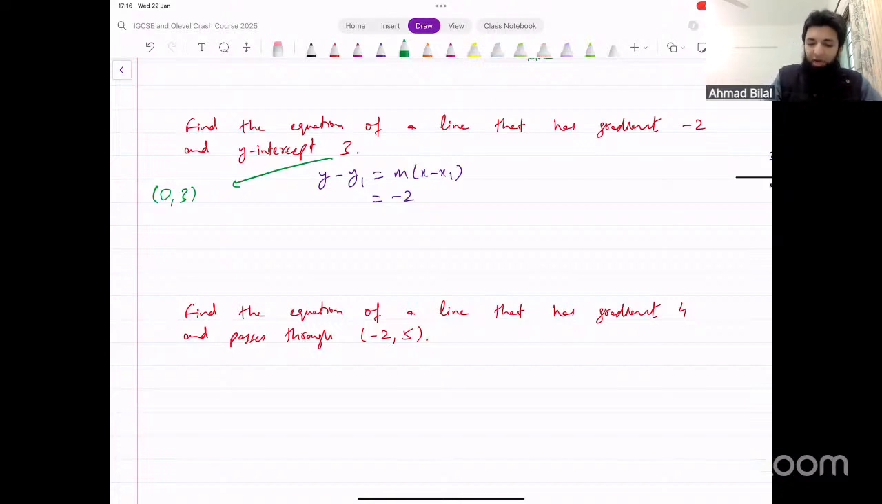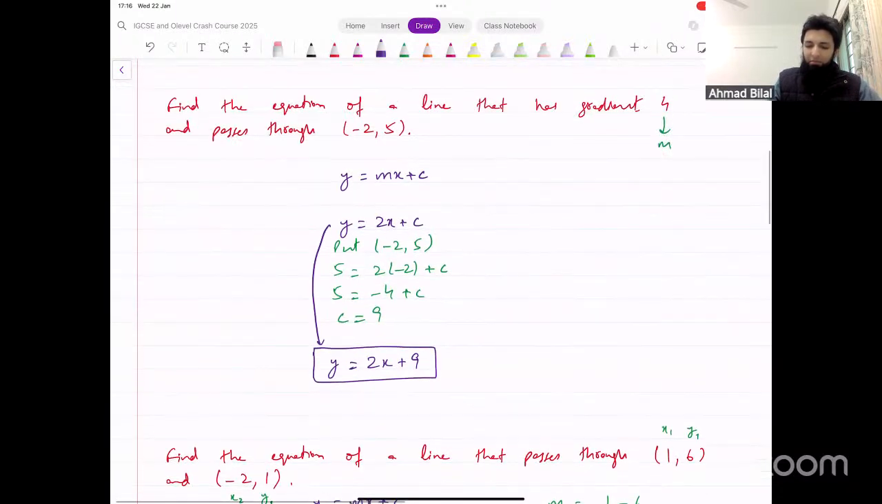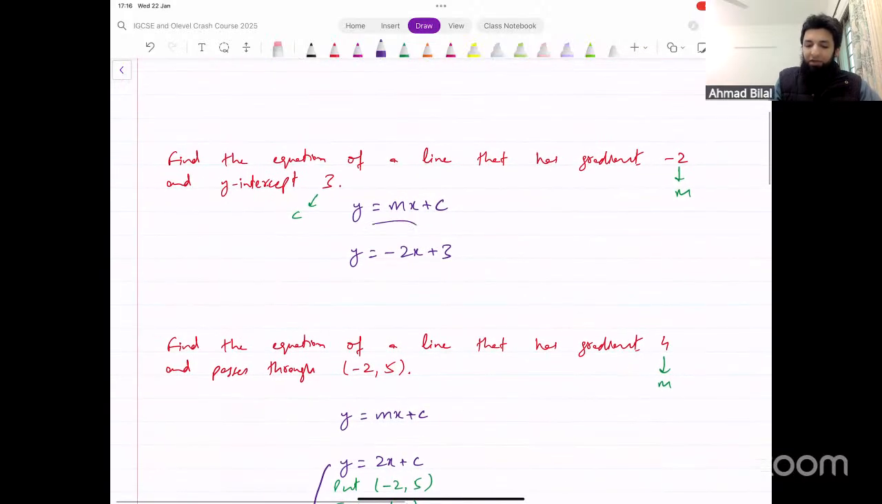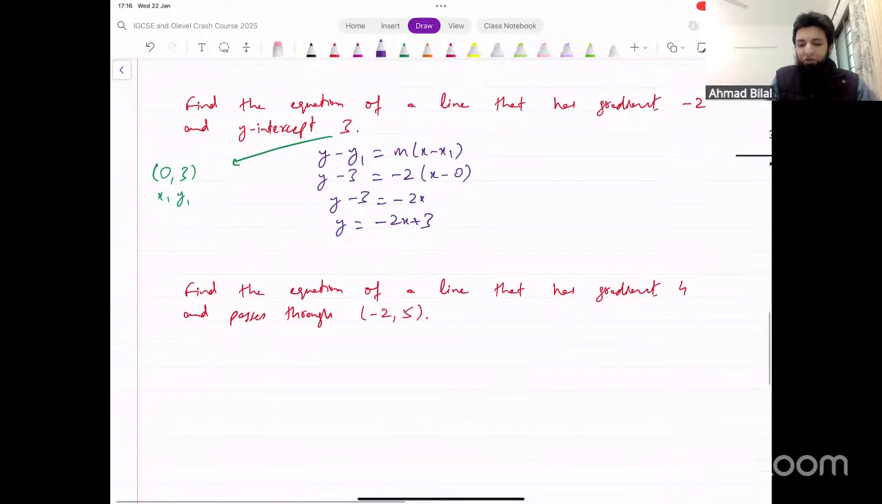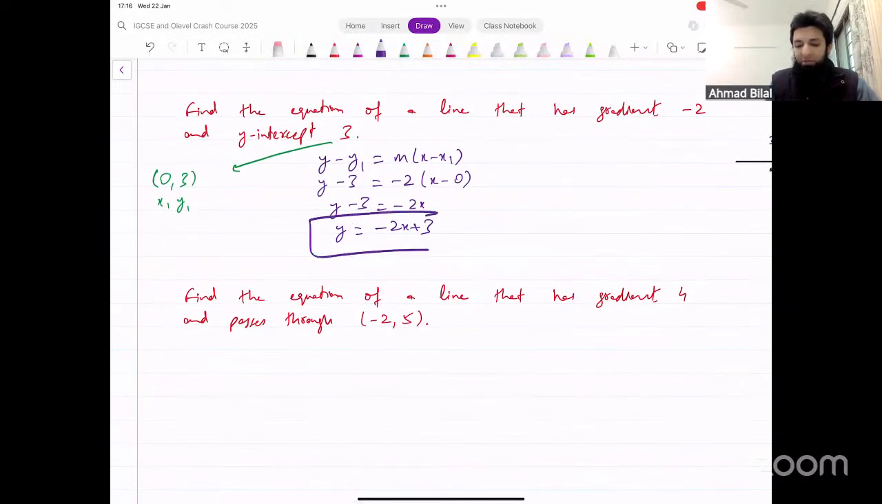We can input that point here in place of x1 and y1, so that it becomes y minus 3 equals -2 into x minus 0, y minus 3 equals -2x, and y equals -2x plus 3. And that's the equation of the line that we were looking for. We got the same thing here as well. But in the previous case, for this example, y equals mx plus c was more efficient because we had the y-intercept already given. So we could just write down the equation directly using the y equals mx plus c form. In this case, we had to show a few more steps. Although we got the same result, it was not as efficient.